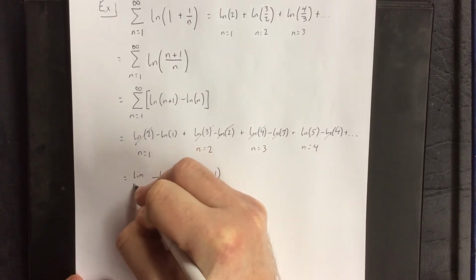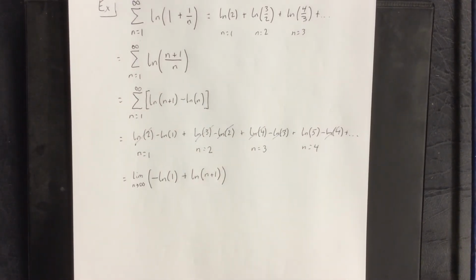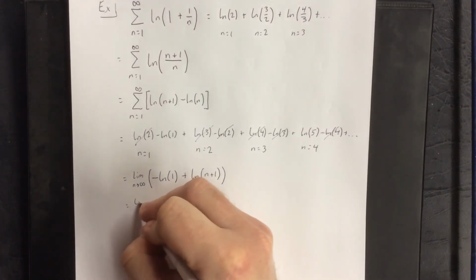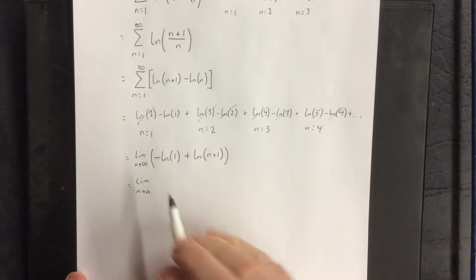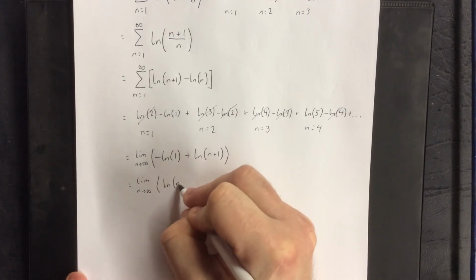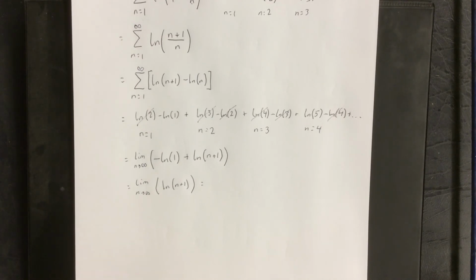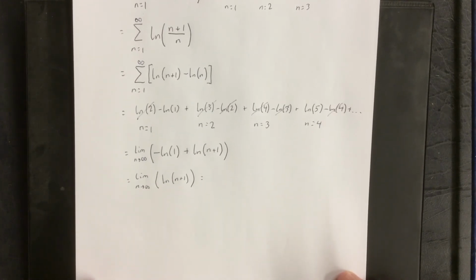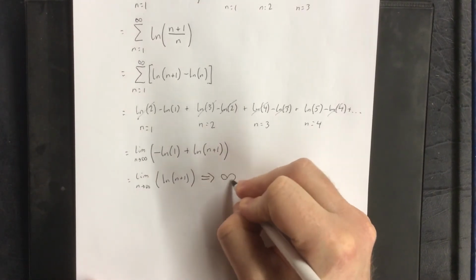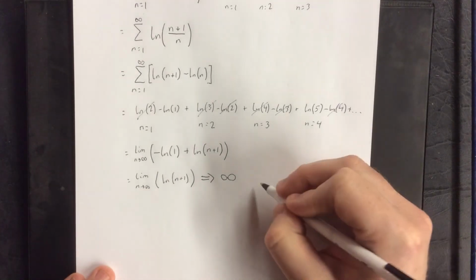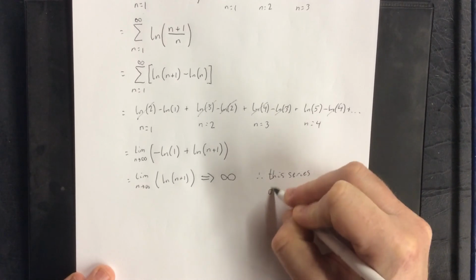In order to determine whether this series converges or diverges, I need the limit as n goes to infinity of this. Now that's going to be the limit as n goes to infinity of the natural log of 1 is 0, so we don't need to keep writing that. So this will be the limit as n goes to infinity of the natural log of n plus 1. As its argument goes to infinity, the natural log tends toward infinity as well. It is for this purpose that you are allowed to draw the conclusion: this series diverges.